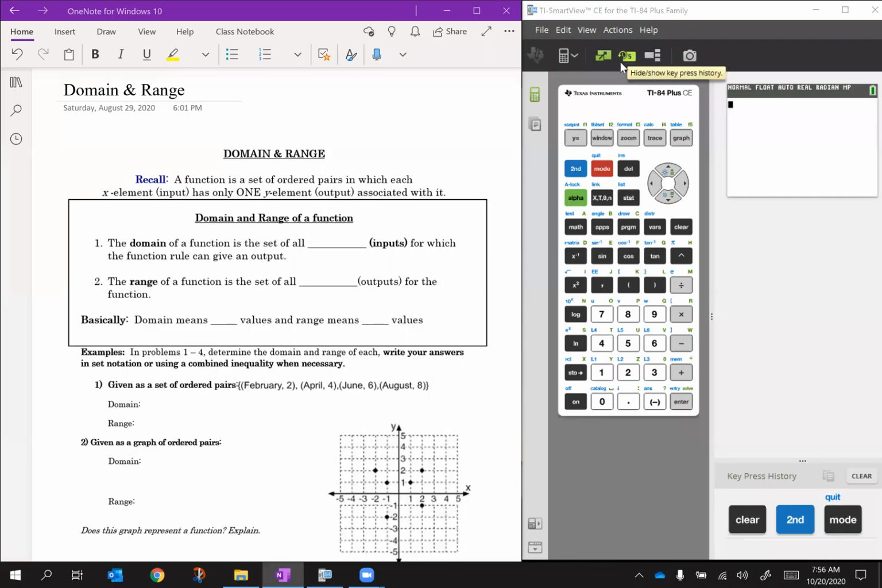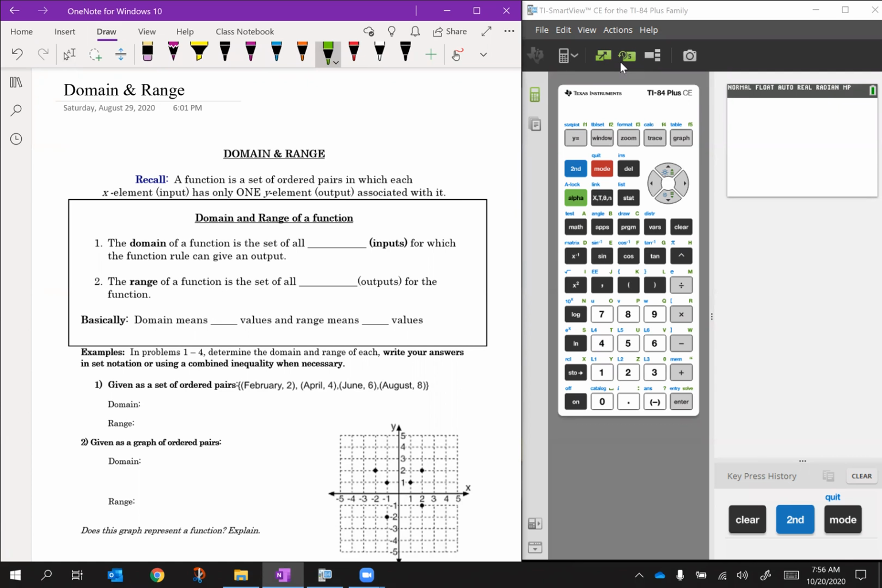Hi guys, today we're going to be working with domain and range. You're going to need your graphing calculator handy, so make sure you have it. I'm going to show you how to do a few things on the calculator. It's really good to take notes of these things and learn how to use your calculator well. It will really help you and assist you in solving these problems.